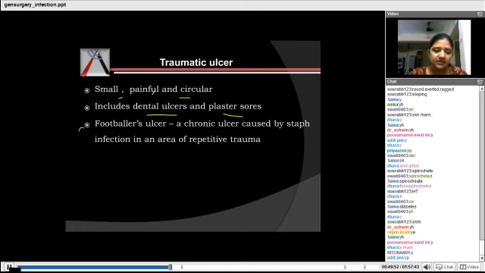Okay, let's look at footballer's ulcer. Footballer's ulcer is a chronic ulcer caused by staph aureus, okay? It happens in an infection in an area of repetitive trauma. In the region where these guys usually kick the ball, trauma to that area. So these people will develop a bacterial infection over there, which can transform into an ulcer. So that kind of an ulcer is called as a footballer's ulcer. Okay?